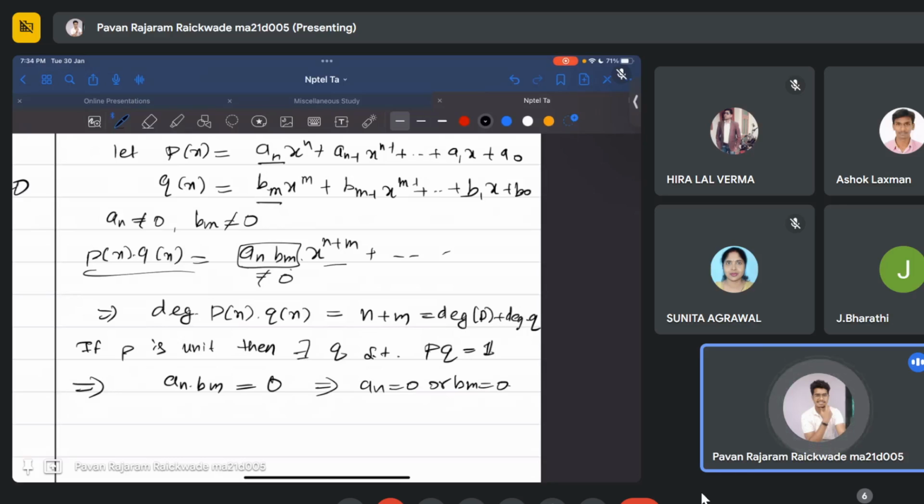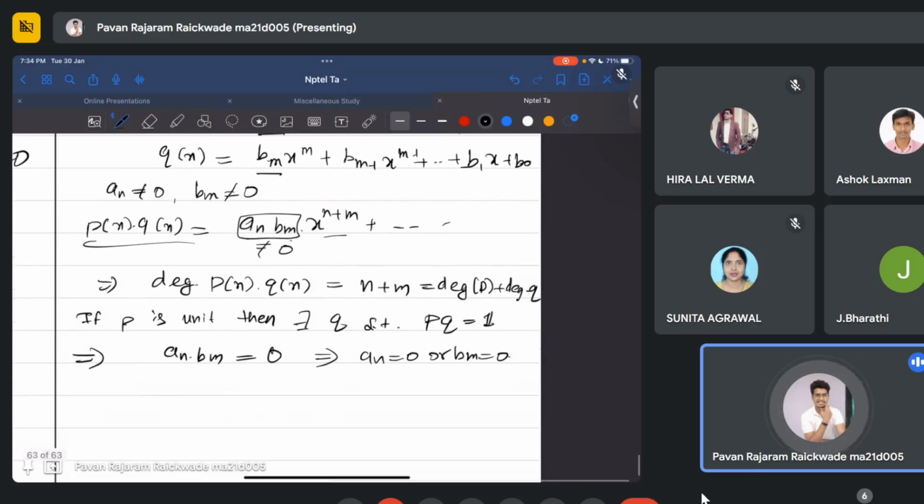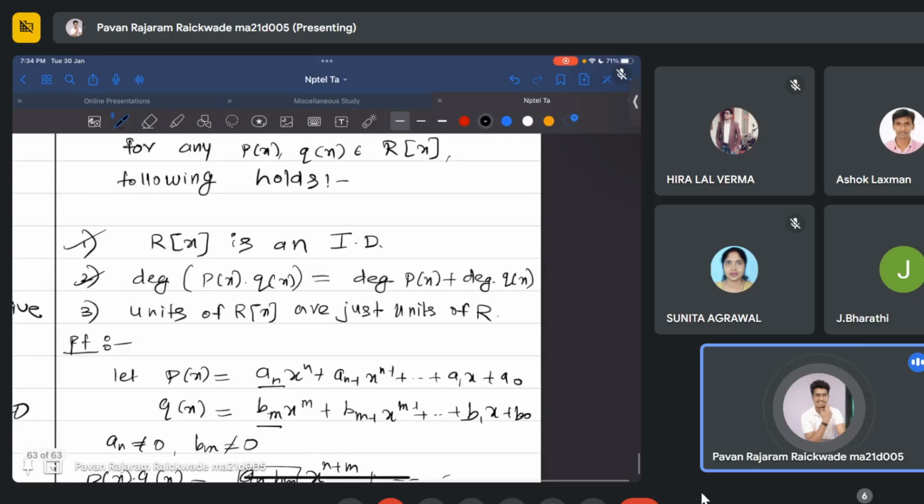So this happens for every index except for the constant one. And this will imply p is a constant, which will imply p is a unit in R. You started with a unit in R[x], you got a unit in R. So the only units in R[x] are the units in R. So from here you get the third one also.